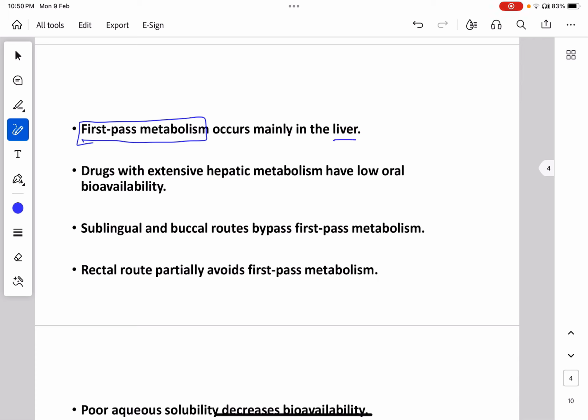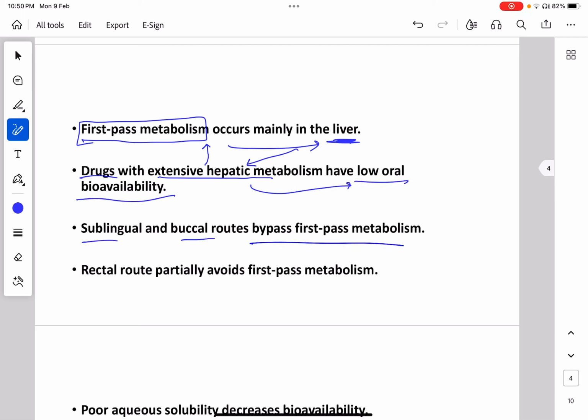Where does it occur? It occurs mainly in the liver, and drugs with extensive hepatic metabolism have lower bioavailability. So it is obvious, as we have read in the previous statement, that first pass metabolism occurs in the liver. So if extensive hepatic metabolism takes place, then that drug will have low oral bioavailability.